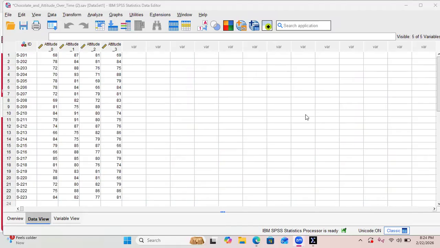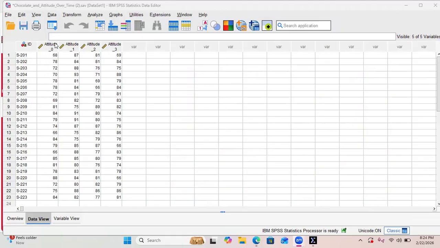Today, we're going to perform a repeated measures ANOVA test and dive into some of the data. So our research question today is, does chocolate have a significant effect on attitude over time? And what we have here is our attitude 0, which is a pre-test. So participants are going to be taking a pre-test before being given anything, to get their attitude score.